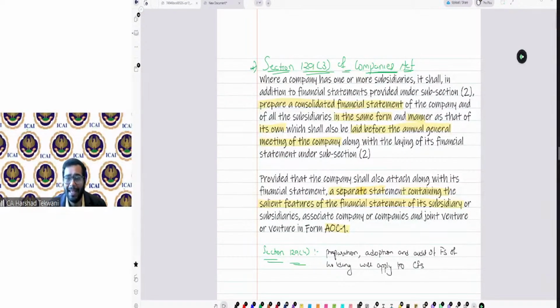So in that case, I need to make sure that I am understanding the responsibilities of management with respect to the consolidated financial statement. And that we will understand first, okay, with respect to an example.